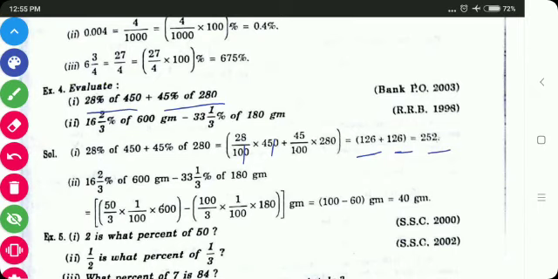Then 16 2/3% of 600 gram and 33 1/3% of 180 gram. So we will convert these mixed fractions into fractions. So it is 50/3 and this is 100/3. So 50/3 divided by 100 into 600 and 100/3 divided by 100 into 180. So it is 100 minus 60, which means 40 gram.